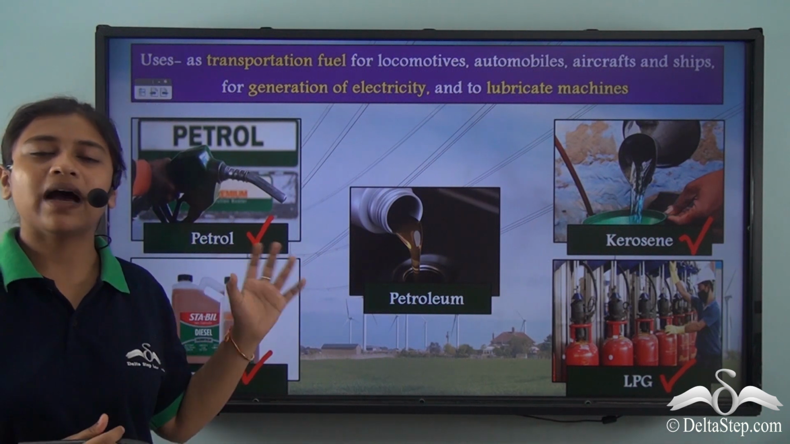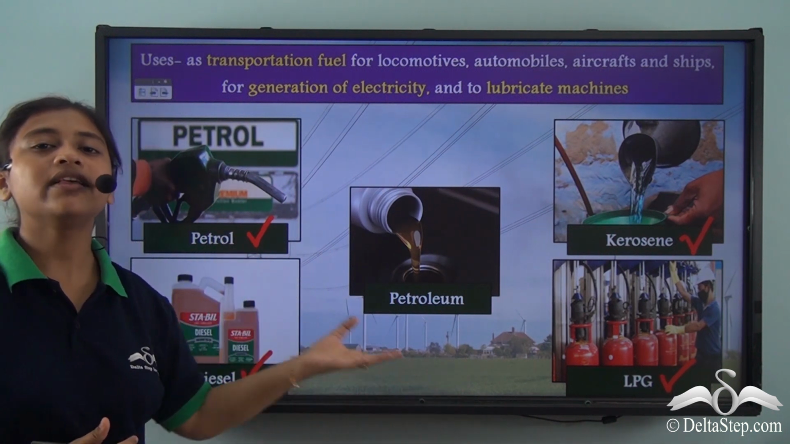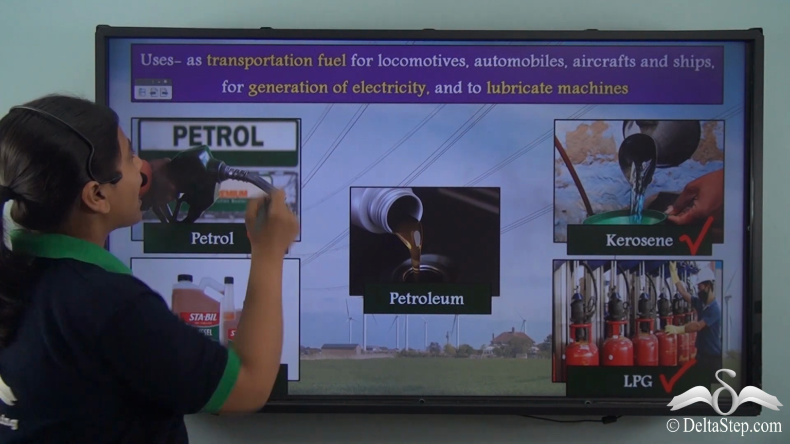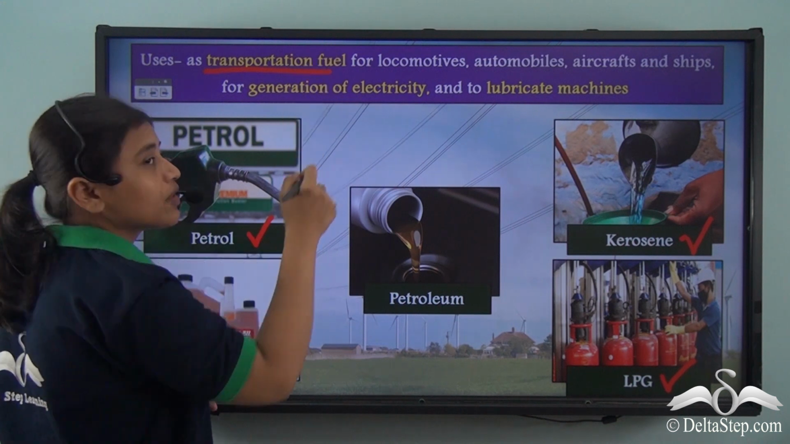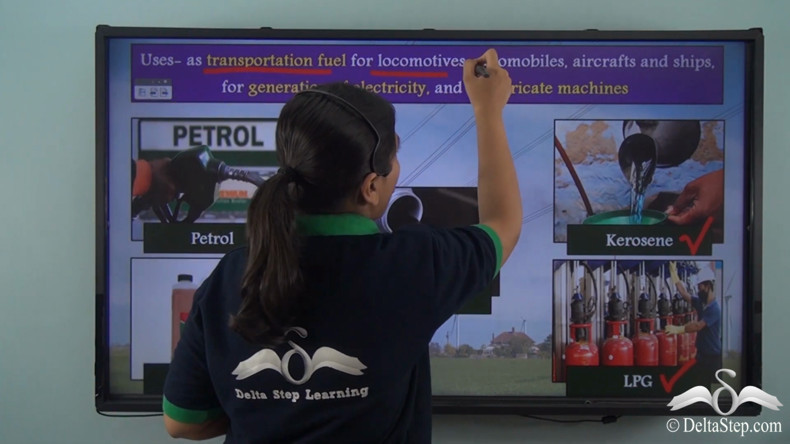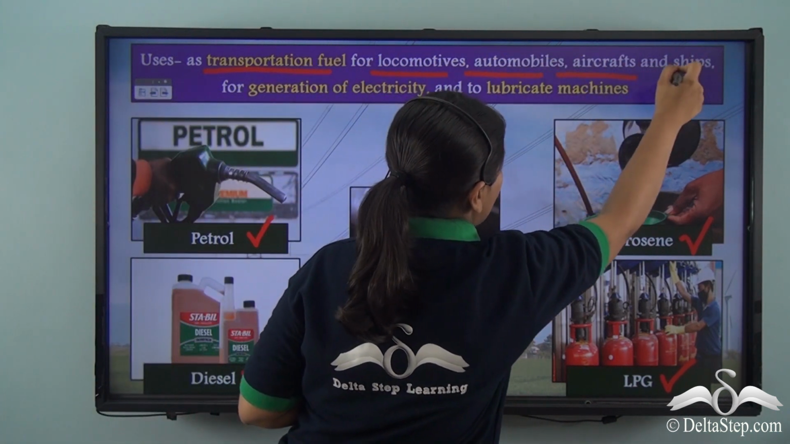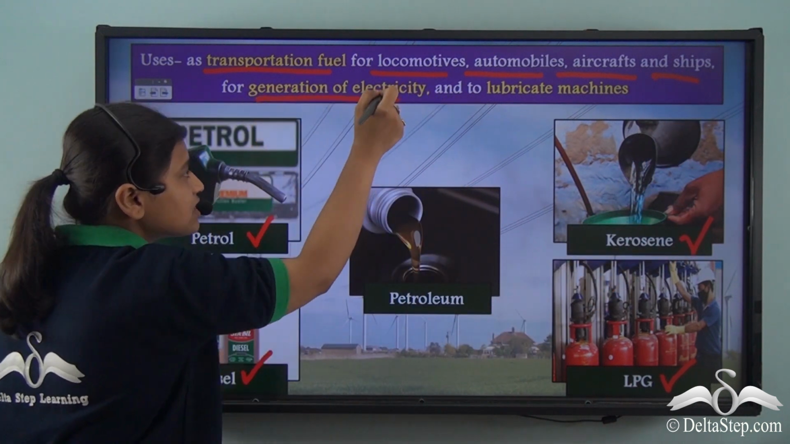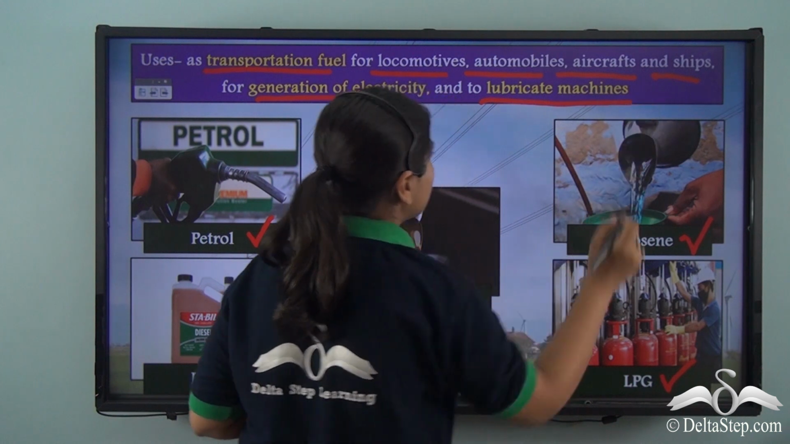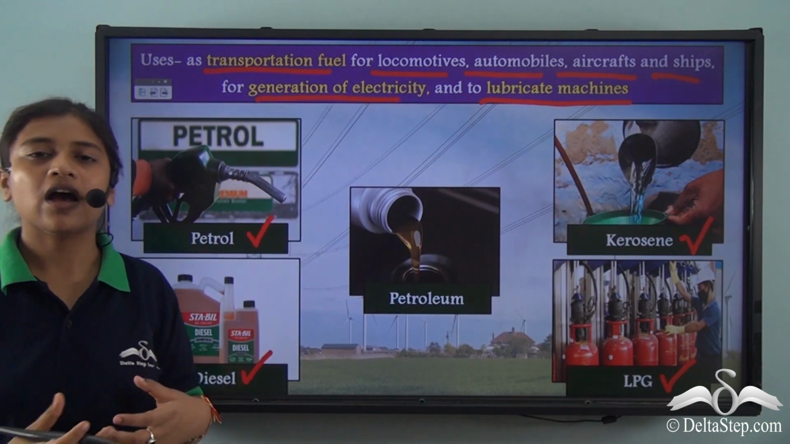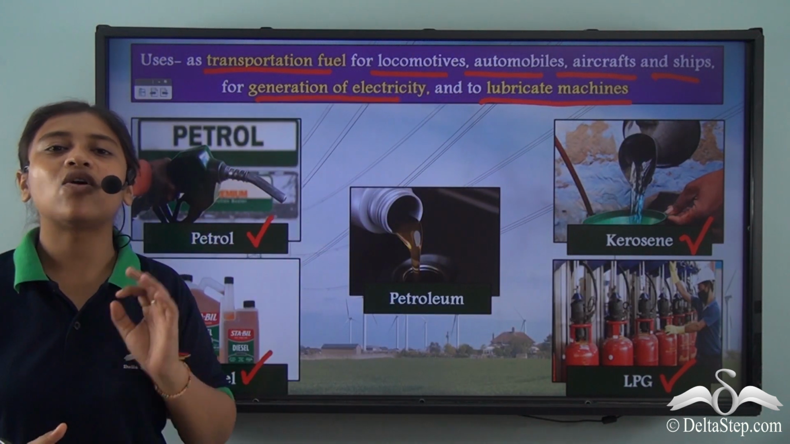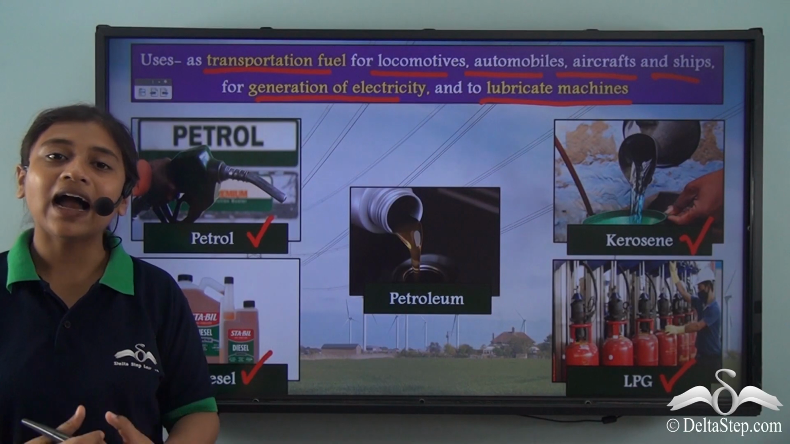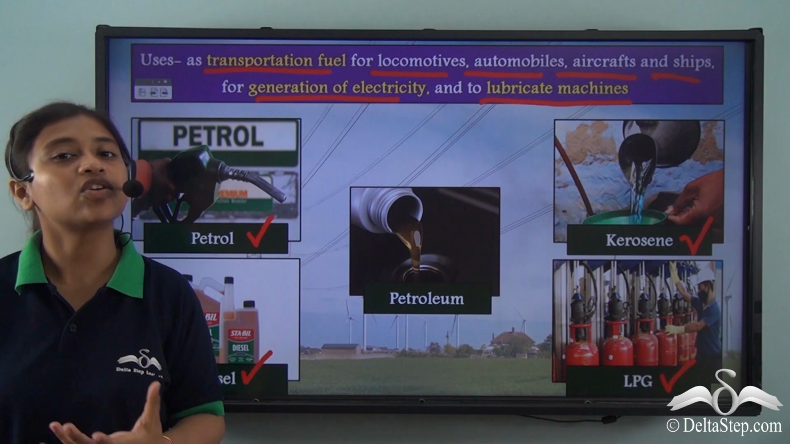Now, petroleum has a variety of uses. All these byproducts are used for various purposes. They are used as transportation fuels for locomotives, automobiles, aircraft, and ships. They are also used for the generation of electricity, and to lubricate machines. So petroleum is an important organic mineral that has a variety of uses, and it also has a high global demand with a high economic value.